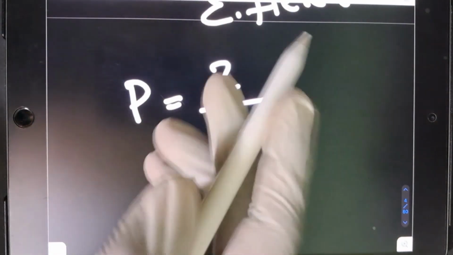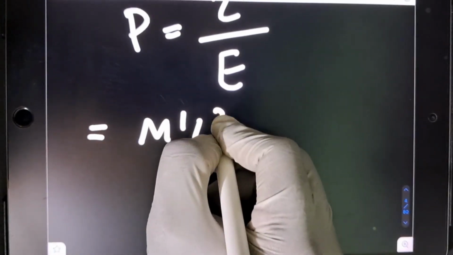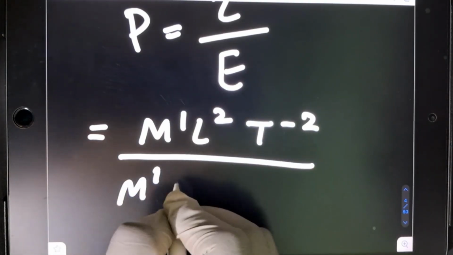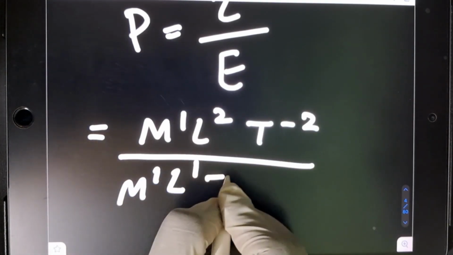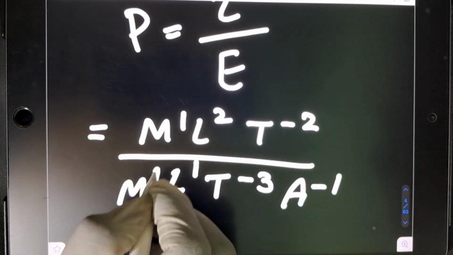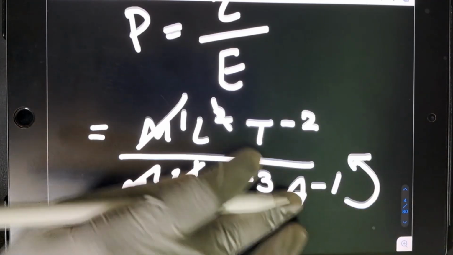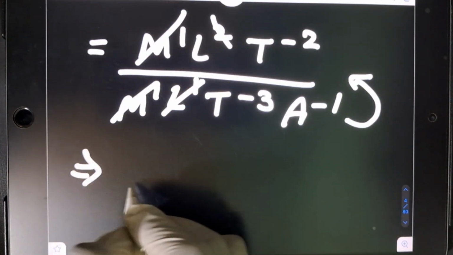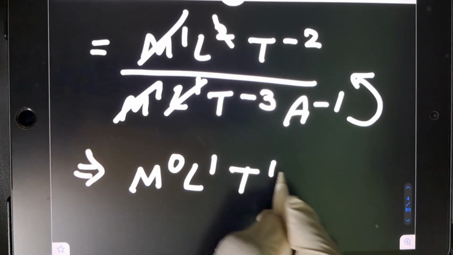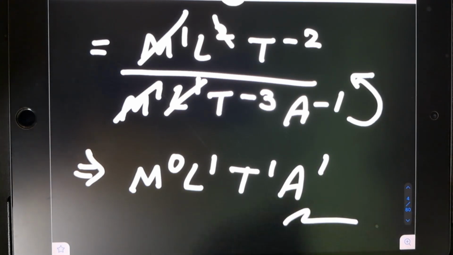Here we must know the torque and electric field dimensional formulas first. M power 1, L power 2, T power minus 2 is the torque dimensional formula. M power 1, L power 1, T power minus 3, A power minus 1 is the electric field dimensional formula. On cancellation of mass and length, and even reciprocation, we get M power 0, L power 1, T power 1 and A power 1. This is the dimensional formula of electric dipole moment P.